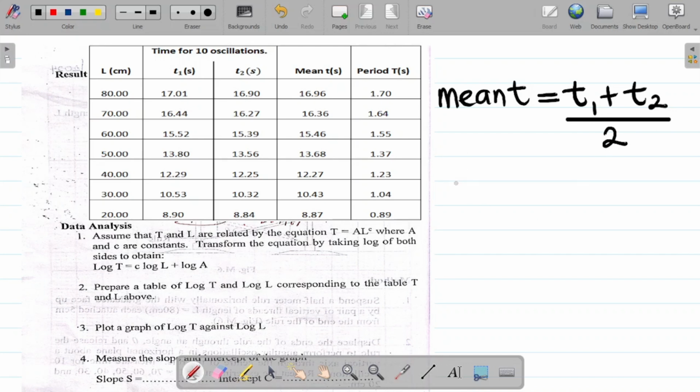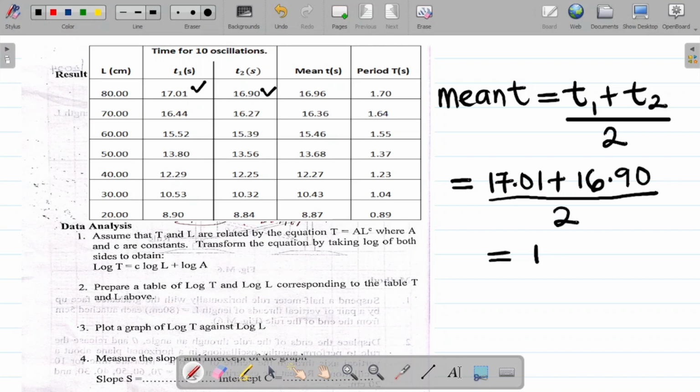So just take some few examples to explain this. Let's take the first one here. We'll get our value by doing this one here. At L equal to 80, T1 is 17.01 plus T2 is 16.90. So divide all of this by 2, and if I do this math I would have 16.96. This is how I get this first mean T.